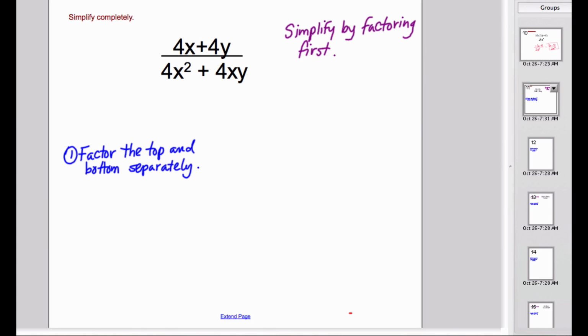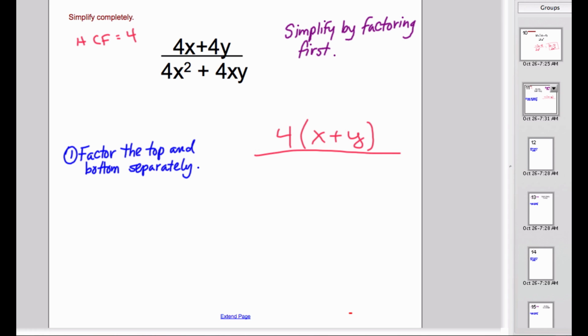Okay, so for this problem, if we look at our numerator and denominator, they're not factorized yet. So the first thing we want to do is find the HCF and factor the numerator and the denominator separately. Okay, so the HCF of the numerator is 4, and they have different variables, so it's just a 4 that they have in common. If we divide each term by 4, we're left with x plus y in brackets.